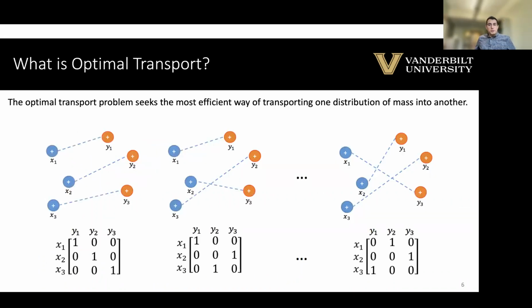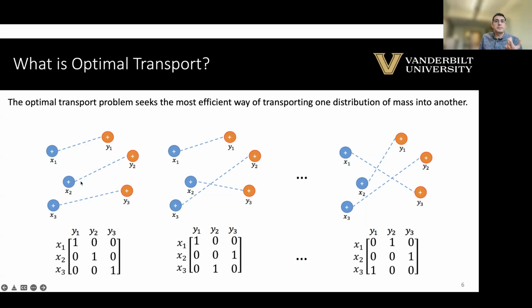Okay, so what is optimal transport? The optimal transport problem seeks the most efficient way of transporting one distribution of mass into another distribution of mass. So here we are assuming that we have three particles located at x1, x2, x3. This is our distribution 1. And three particles located at y1, y2, and y3. They have equal mass. Let's say each one of them has a mass equal to 1. And we would like to transport x's to y's.